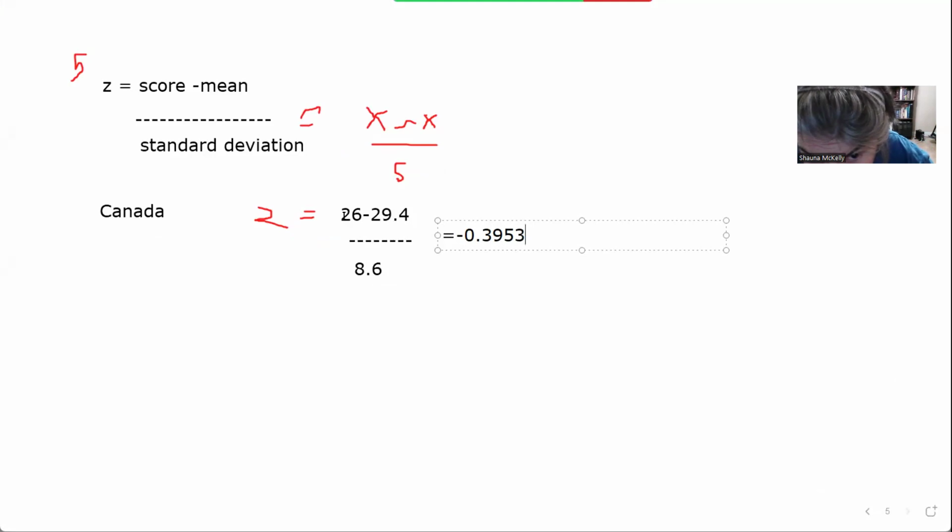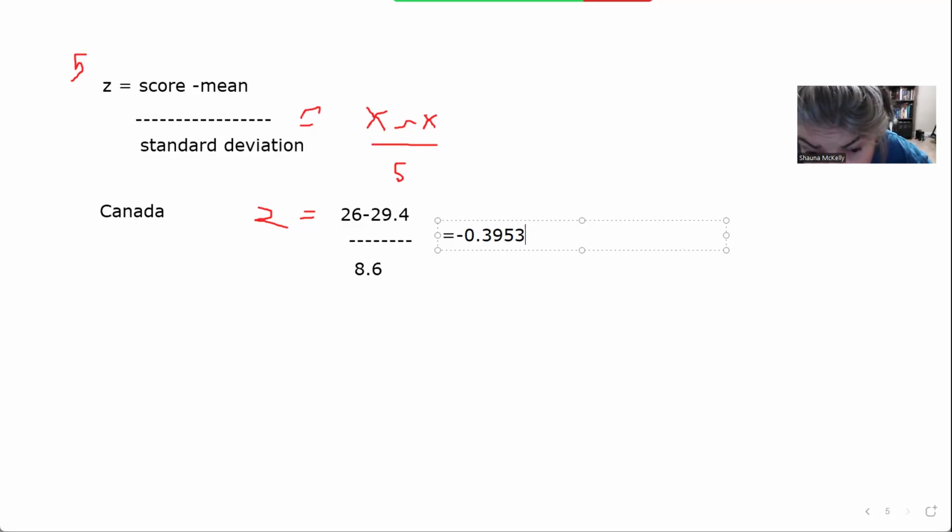If I have a number of vacation days that's larger than the mean for these other countries, then I'll get a positive number.